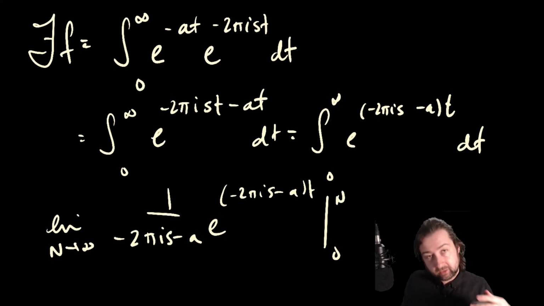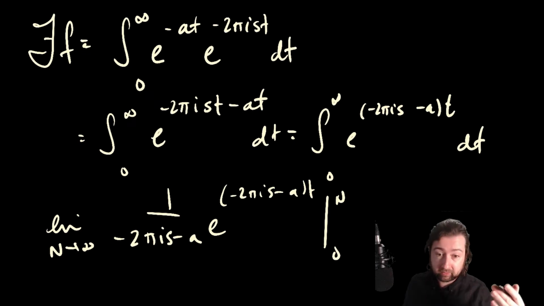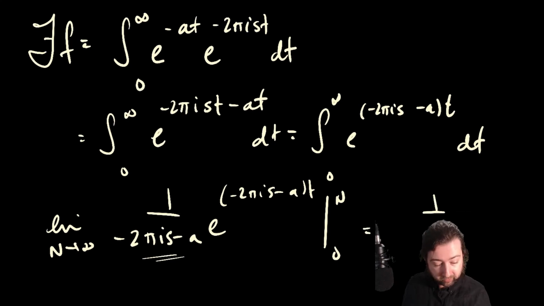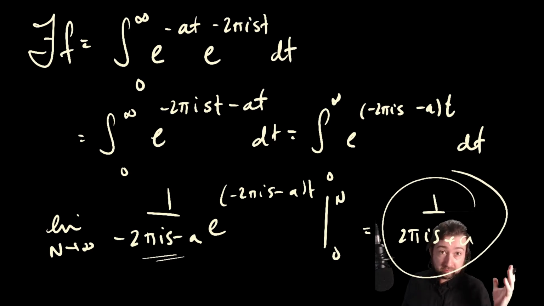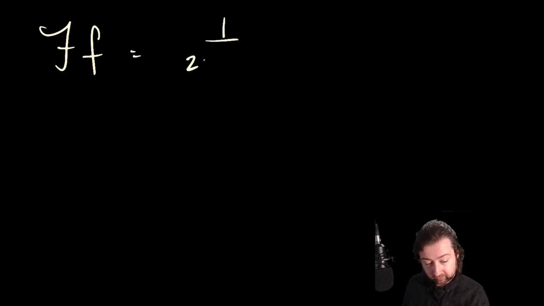At this point, you plug in the limits of integration and take the limit. When you put in n, you're going to get an e to the minus infinity, which will turn into a 0. When you subtract off plugging in 0, you get a minus 1, but then that minus 1 is going to cancel the minus sign down here, and you just end up with 1 over 2 pi i s plus a. So there you go. That's the Fourier transform of the exponential decay function. The Fourier transform of the one-sided exponential decay is equal to 1 over 2 pi i s plus a.